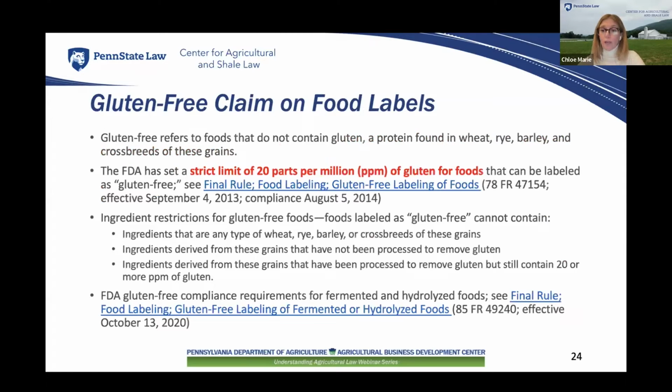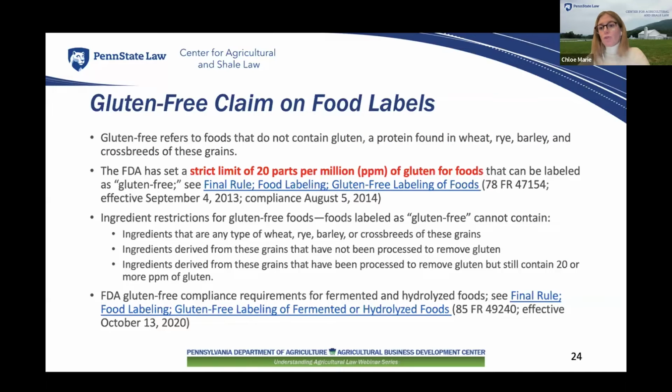Gluten-free is a term used to describe foods that do not contain gluten, which is a protein found in wheat, rye, barley, and crossbreeds of these grains. The FDA has set a strict limit of 20 parts per million of gluten for foods that can be labeled gluten-free. This means that it can be no more than 20 milligrams of gluten per kilogram of food.